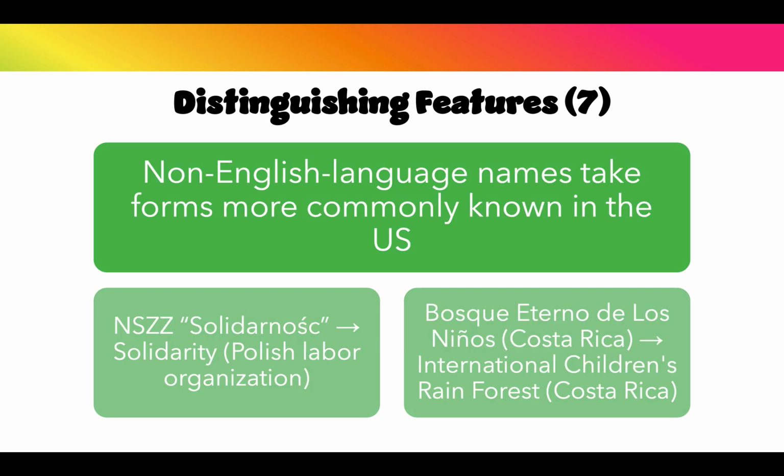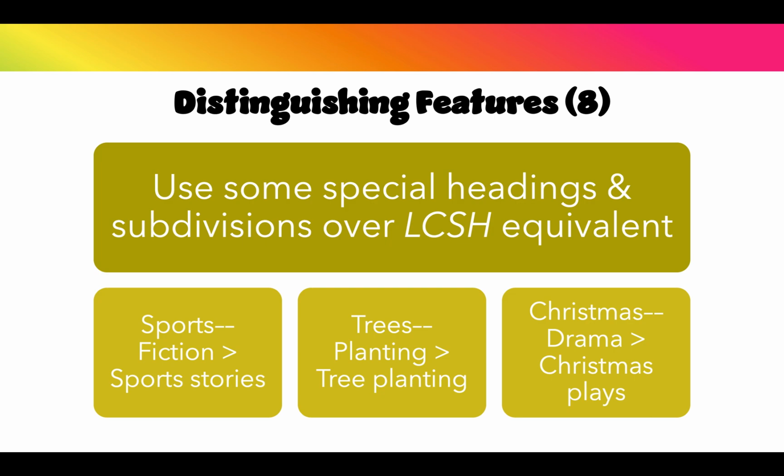We also use forms that are more commonly known than the original non-English language name. This goes back to using simple and common language for children. So the International Children's Rainforest is preferred over Bosque Eterno de los Niños. Lastly, KYAC uses some special headings and subdivisions over the Library of Congress subject headings equivalent. So for example, we would use sports -- fiction over sports stories, or trees -- planting over tree planting.